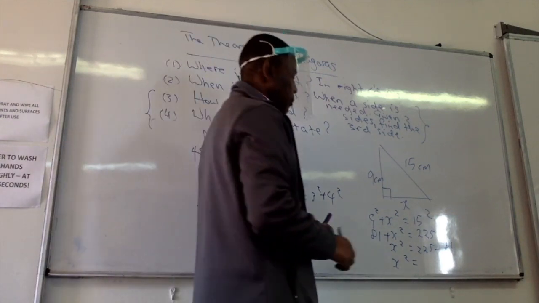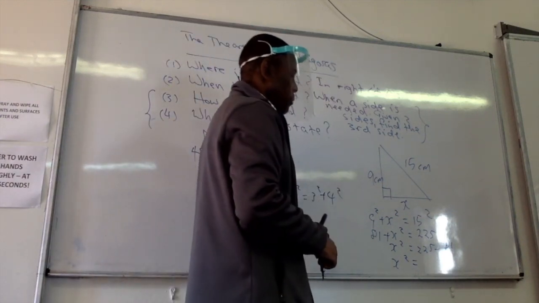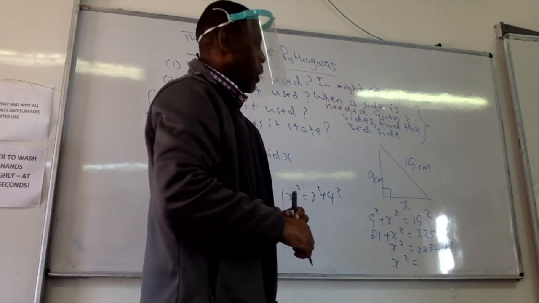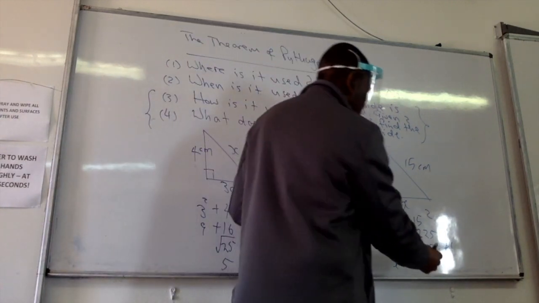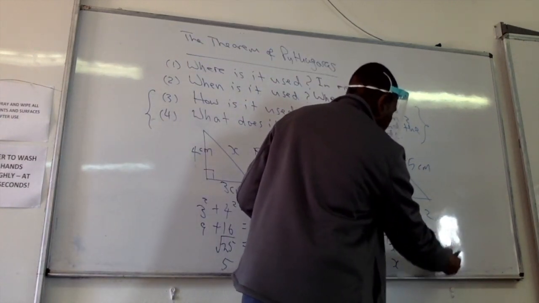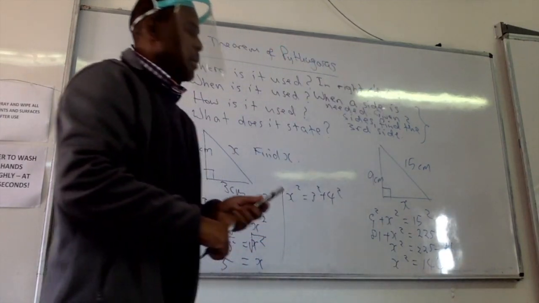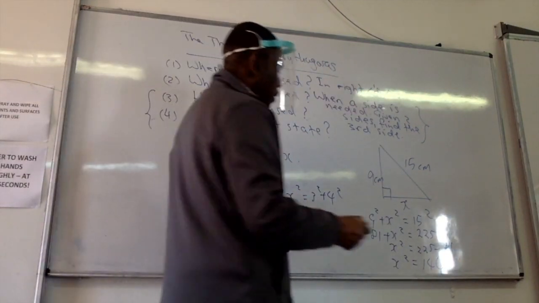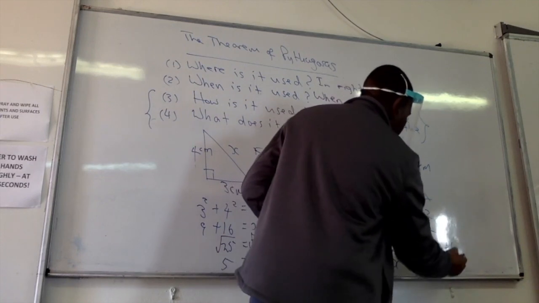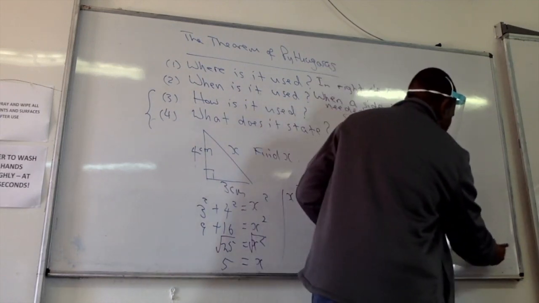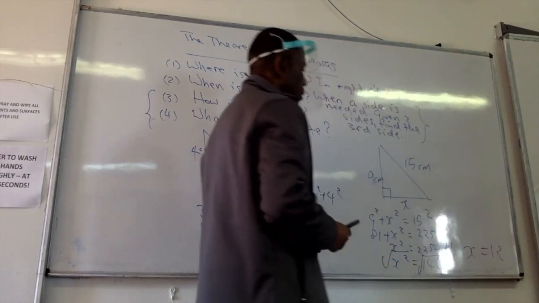It's 144. Is it 144? Yes, sir. You used to cheat. Right, so it's 144. Then you can work out the square root. Square root is 12. Therefore, x will be equal to 12, right? Yes. Okay.